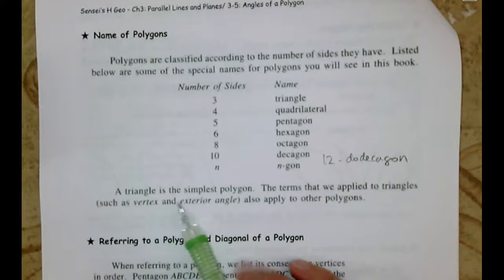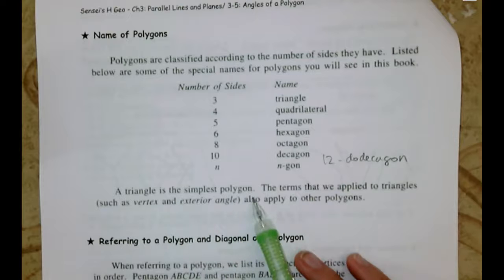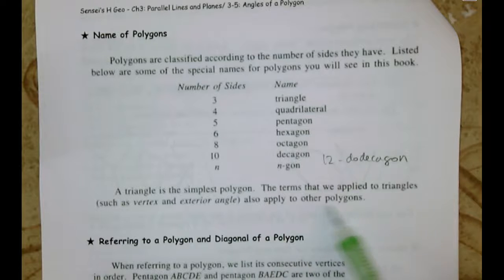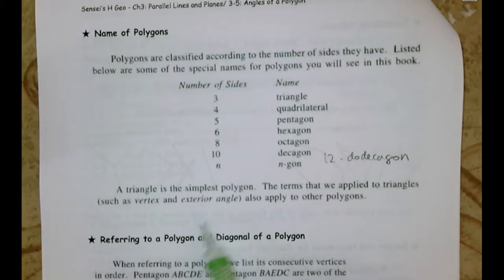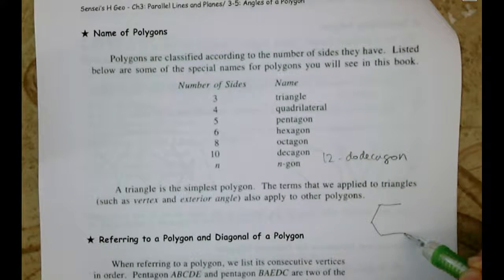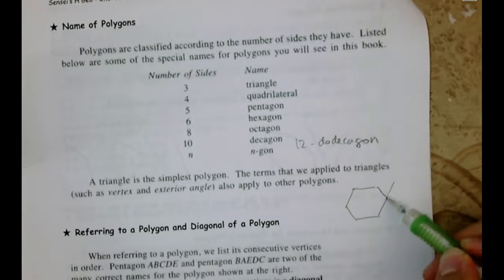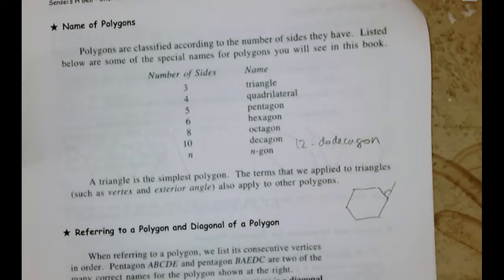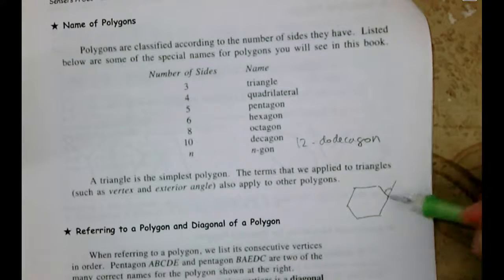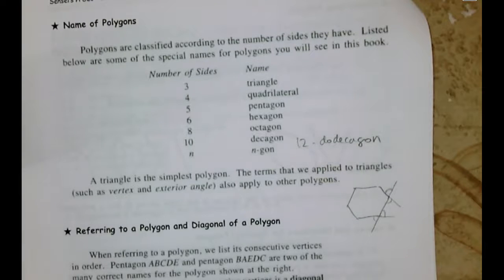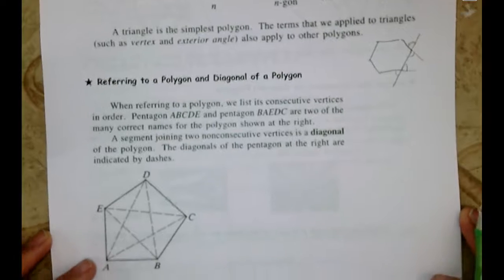The triangle is the simplest polygon. The terms that we apply to triangles, such as vertex and exterior angles, also apply to other polygons. So let's say here is a hexagon. These are vertices of a hexagon, and for example, that's one exterior angle of a hexagon. How many exterior angles does a hexagon have? Yeah, 12. Two at each vertex, right? 1, 2, 1, 2, and so forth. There are 12.